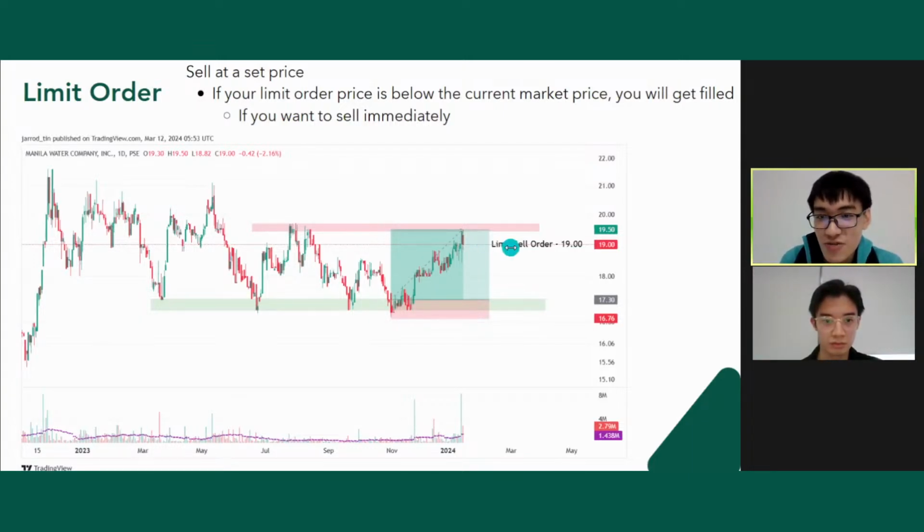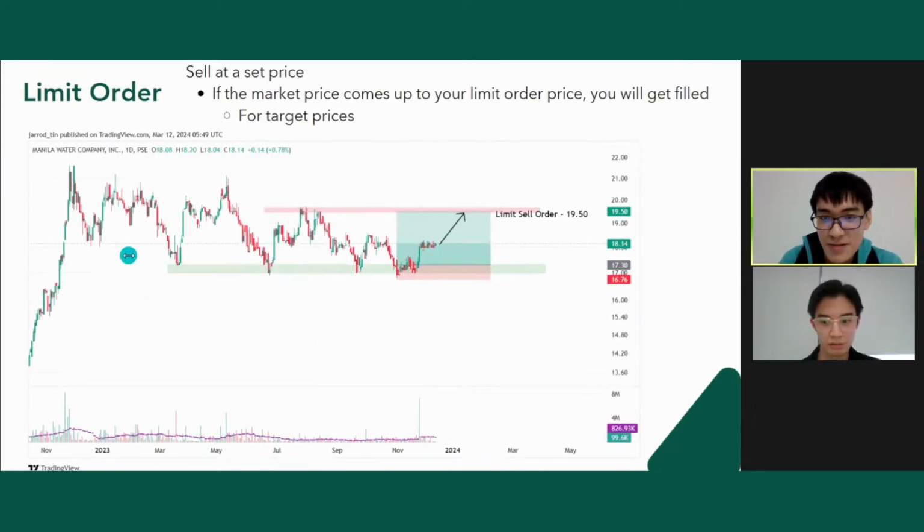So what you would do is, it's also a sell limit order, pero you set it at the current price or lower para ma-fill ka agad, right? So if the price is at 19, you set your sell limit order mga 18.95, ganun, para mabenta na agad, right? So you're gonna be selling it down so that you can get out immediately. So that's a sell limit order. If you want to sell immediately.